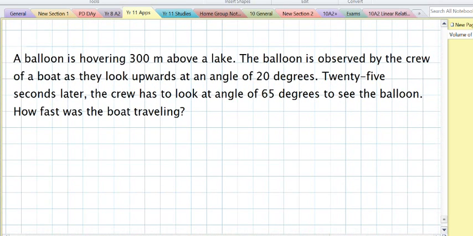Last question before I let you start practicing. A balloon is hovering 300 metres above a lake. The balloon is observed by the crew of a boat as they look upwards at an angle of 20 degrees. 25 seconds later, the crew has to look at an angle of 65 degrees to see the balloon. How fast is the boat travelling?